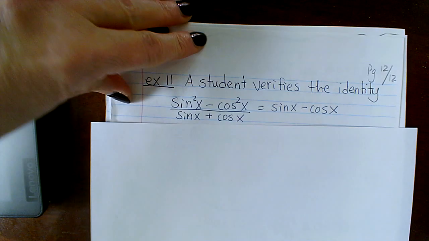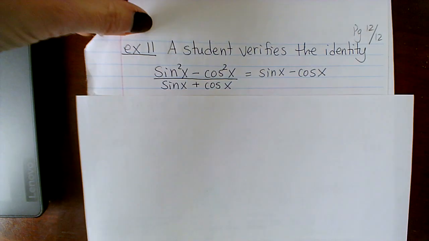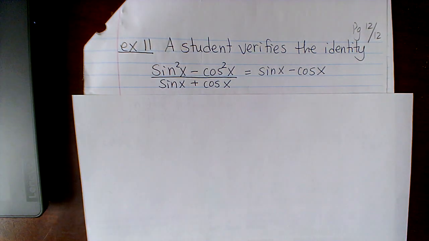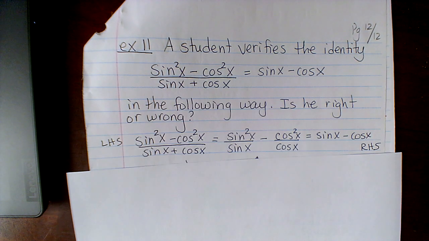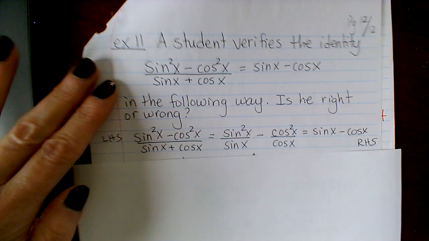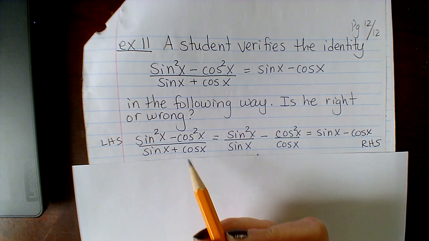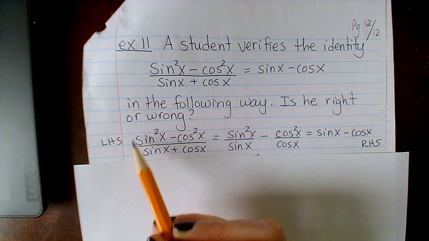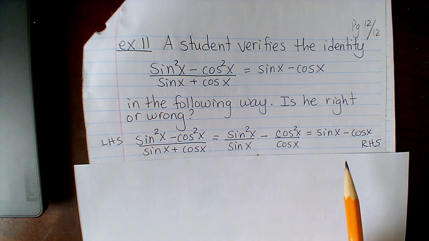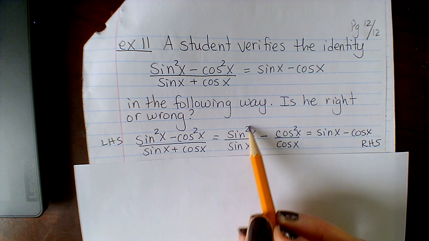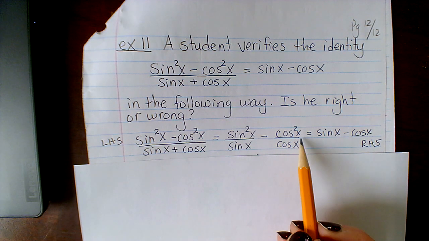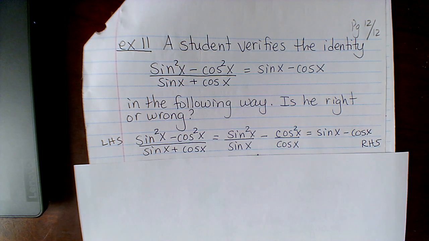Now, with that said, it is possible to end up with a correct answer, but not have done it correctly. So here's our last example. A student verifies this identity in the following way. So is the student right or wrong? They start on the left-hand side, and they split it up into sine squared over sine minus cosine squared over cosine. Cancel one of those sines with that one, cancel one of those cosines with that one, boom, sine minus cosine.